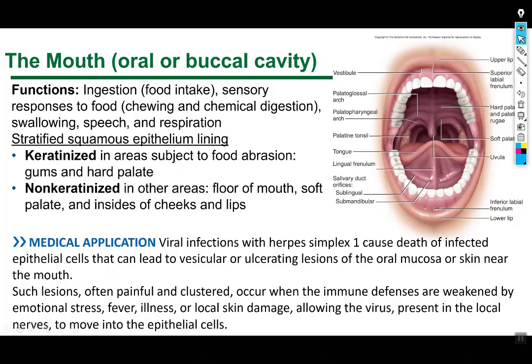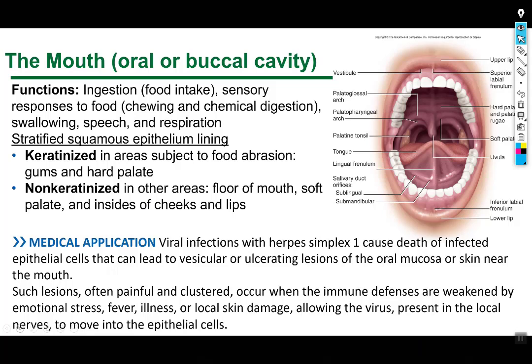So there is a stratified squamous epithelium lining to it. And in areas that are subject to food abrasion, so think of a rough food like kale, for example, you've got keratinized stratified squamous epithelium, and that is because the cornified layer at the top is hardier. In other areas, you've got non-keratinized. So these are the softer parts of the mouth, floor of the mouth, the soft palate, the insides of your cheeks. So this is a place where you can, for example, take cheek cells from if you swab vigorously.